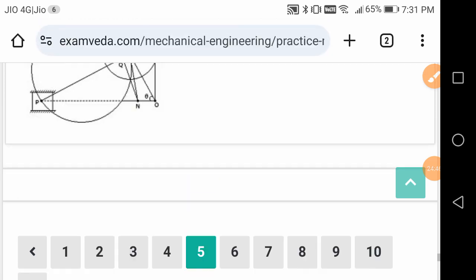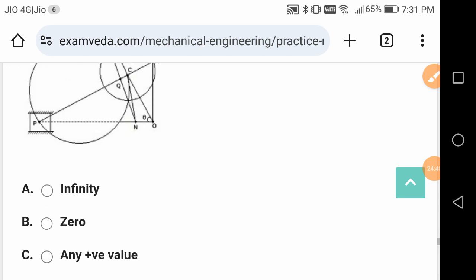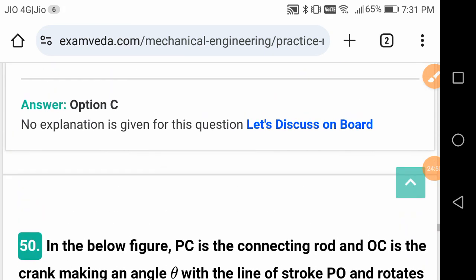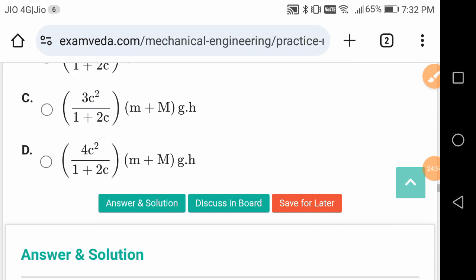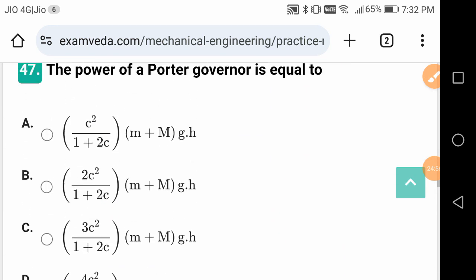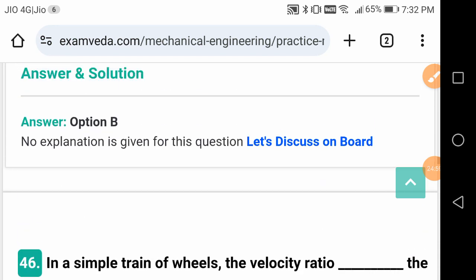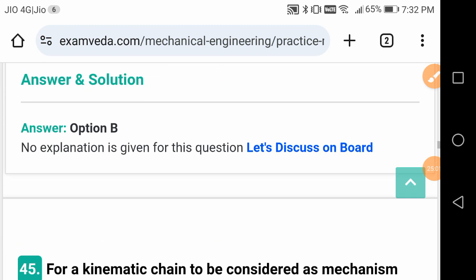Alright. Friends, in this video we have seen 50 questions which are useful for your kinematics of machinery, or TOM, theory of machines. So definitely, once again, you can expect 2 or 3 questions minimum from this particular topic out of 80 questions. So complete the syllabus for kinematics of machines also.